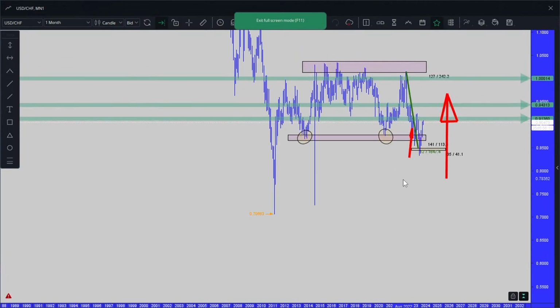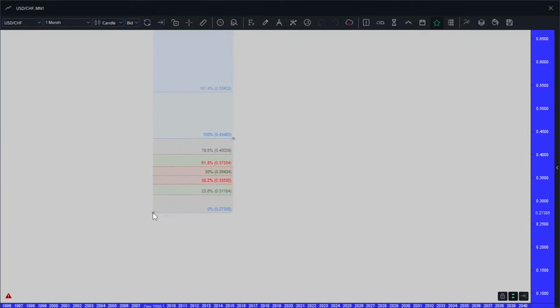Alright, Sam and everybody else, great question. The Fibonacci start from the monthly bands. You cannot throw Fibonaccis everywhere and anywhere, everybody. Alright, Fibonacci is a sequence.